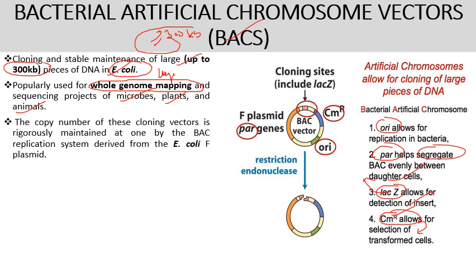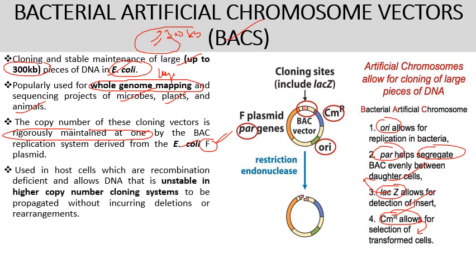And the copy number of these cloning vector is rigorously maintained at 1 by BAC replication system derived from E. coli, that is F plasmid. F is for fertility factor. So इसमें जो copy number है वो एक ही maintain किया जाता है एक cell के अंदर, and this was derived from this F plasmid of E. coli. Then it is used in host cell which are recombination deficient. ऐसे host cell जिसमें recombination जो RDNA है उसे हम insert नहीं कर पाते हैं, means it fails to carry this RDNA, and allows DNA that is unstable in higher copy number.